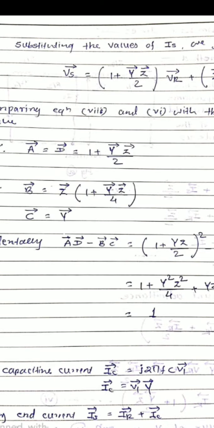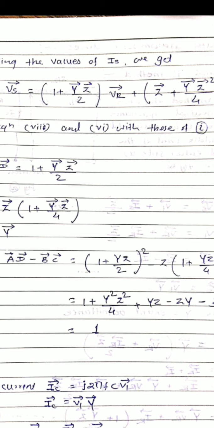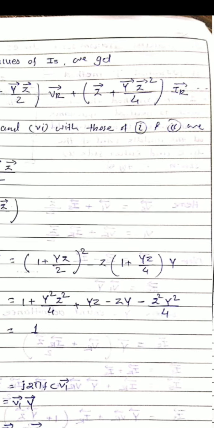Substituting the values of Is, we get Vs is equal to (1 plus YZ divided by 2) Vr plus (Z plus Y into Z divided by 4) into IR. Call this equation number 7.